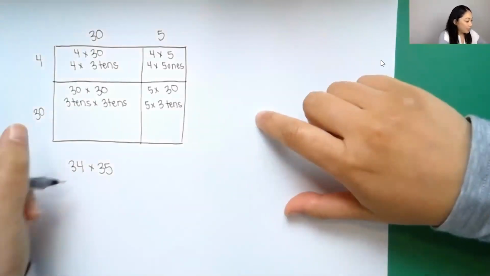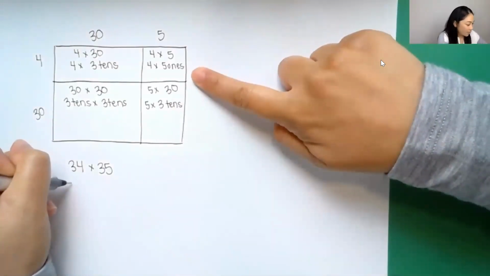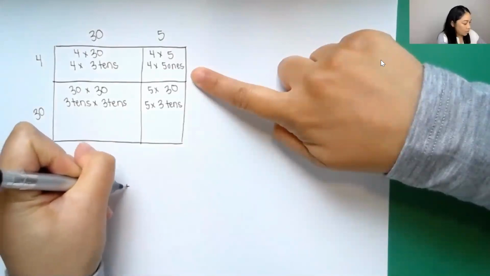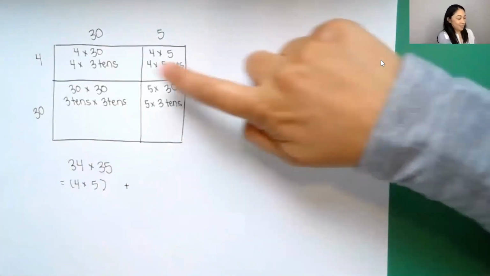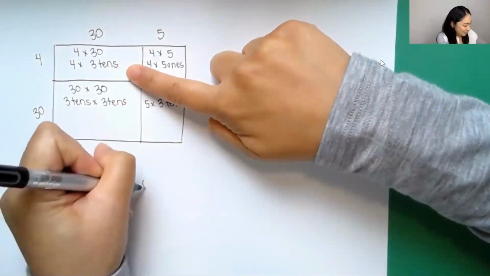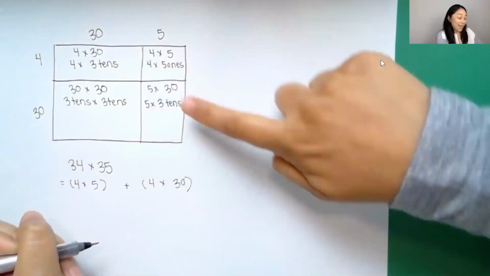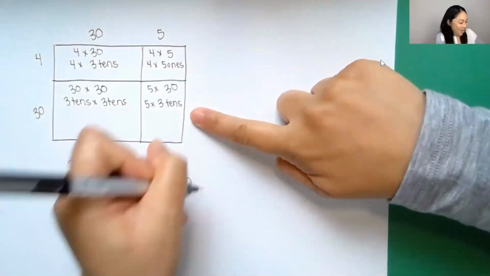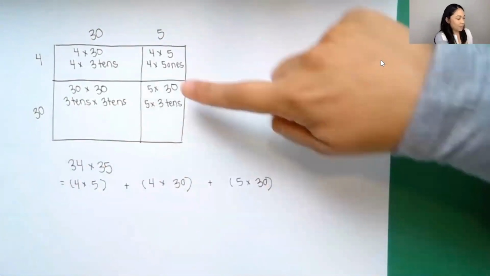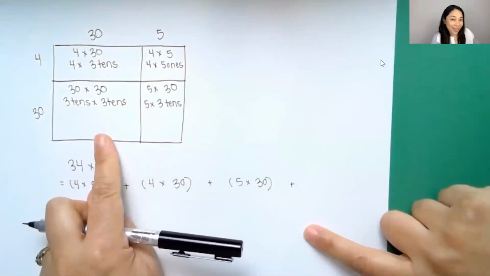34 times 35 equals 4 times 5 plus 4 times 30 plus 5 times 30 plus 30 times 30.